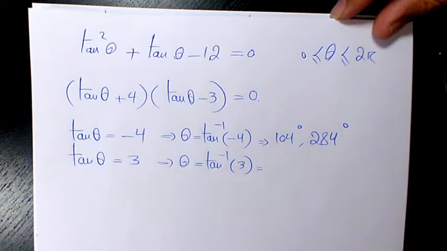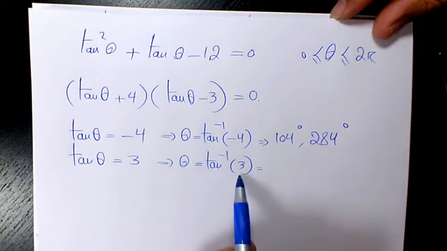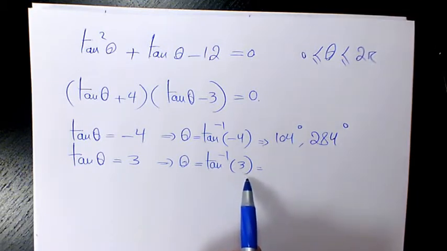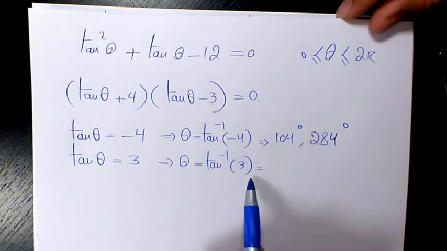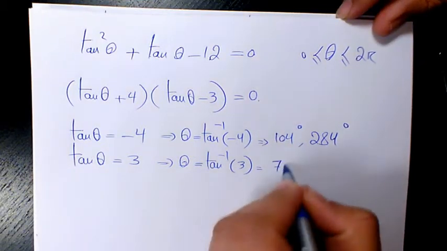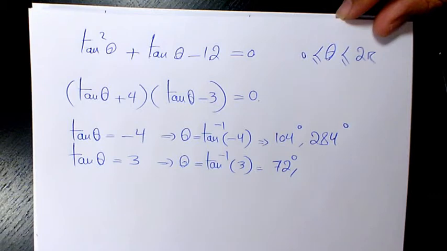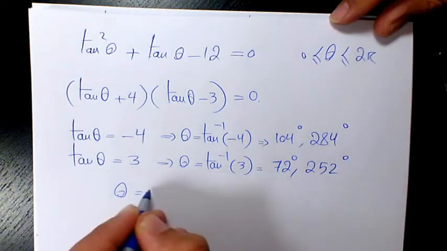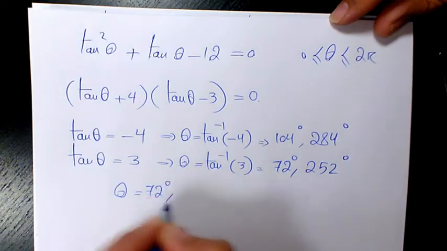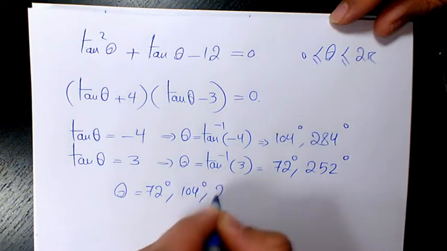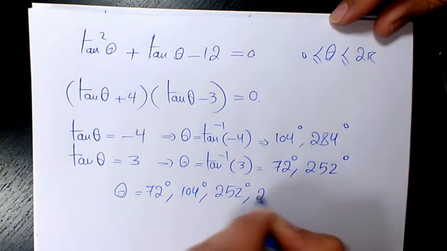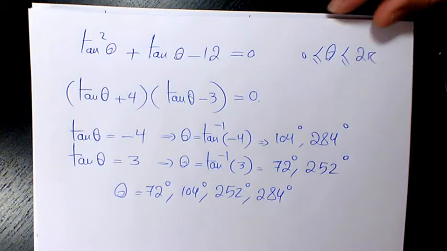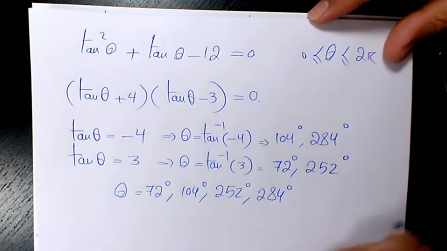Then you need to find tan inverse of 3. Since it's positive, we have two answers, one in quadrant 1, one in quadrant 3. One answer is going to be 72, and the other answer is going to be 180 plus 72, that's going to be 252 degrees. So the answers are 72 degrees, 104 degrees, 252 degrees, 284 degrees. So these are going to be the four answers.